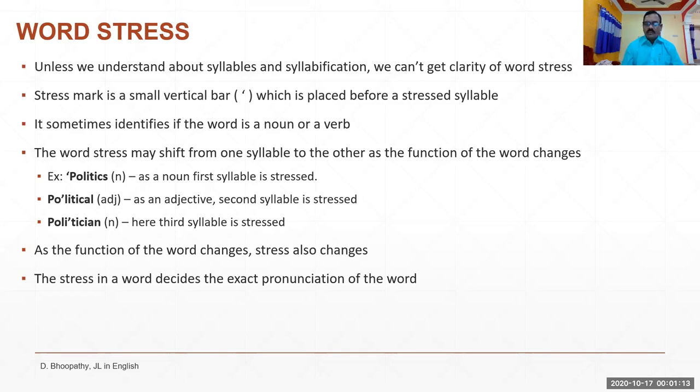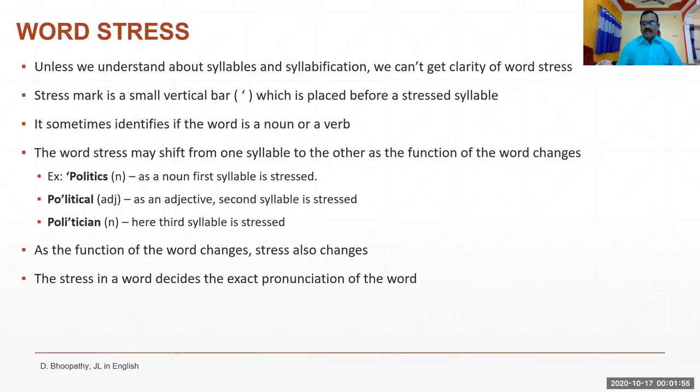When this functions as an adjective, political, P-O-L-I-T-I-C-A-L, there are 4 syllables. It is an adjective. We pronounce the word exactly like political, not political. As a noun, the first syllable is the stressed syllable. As an adjective, political, the second syllable is the stressed one. Political.